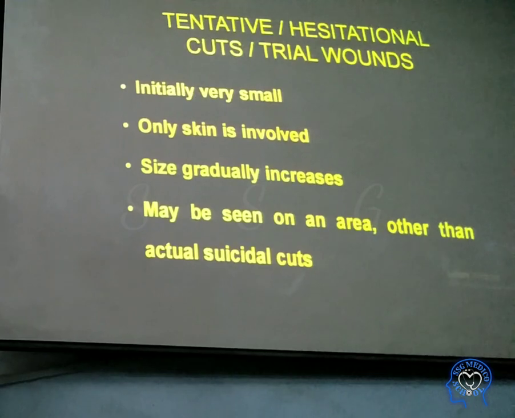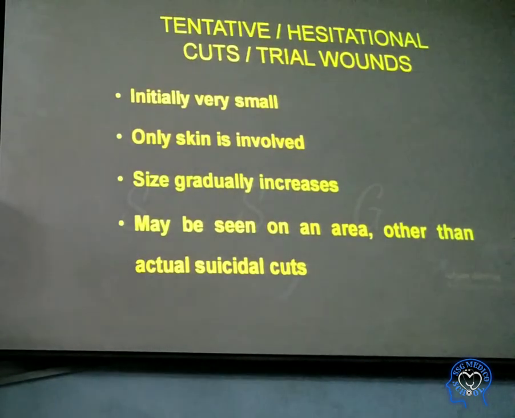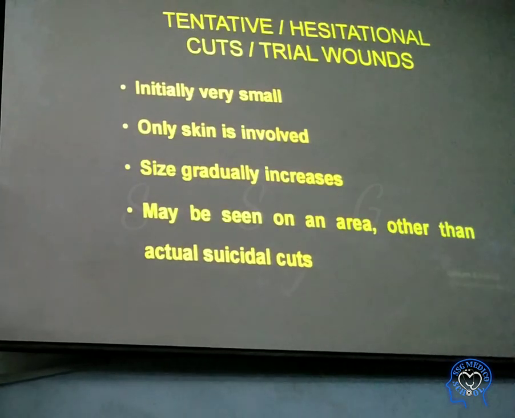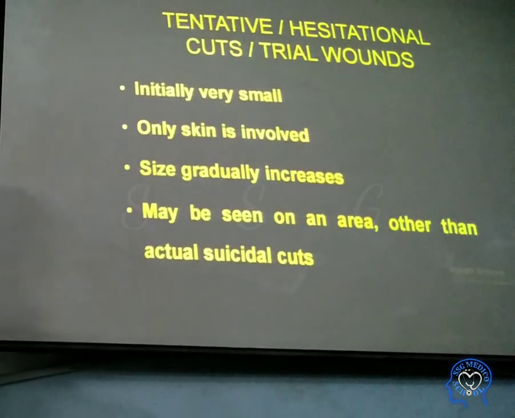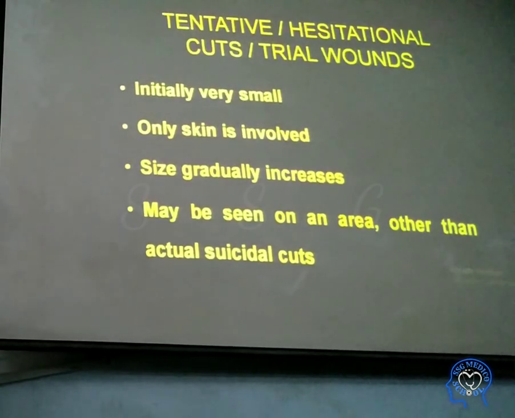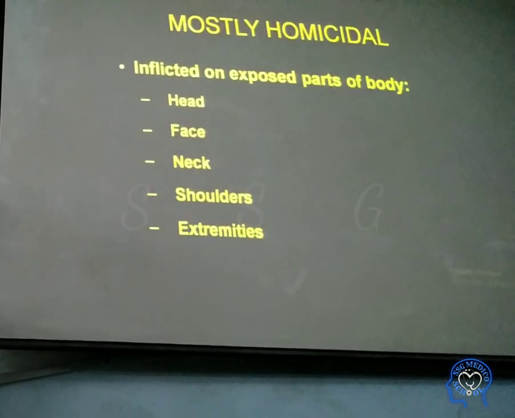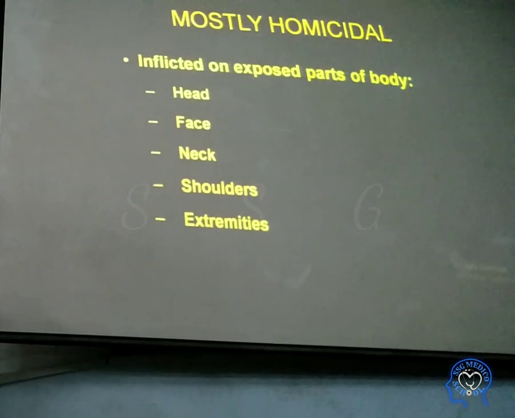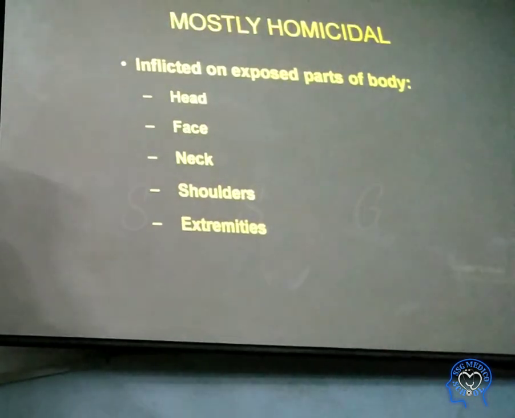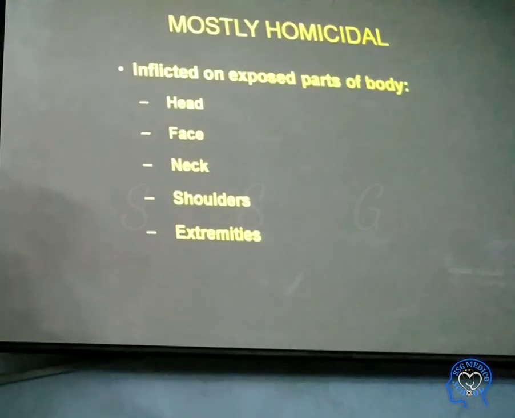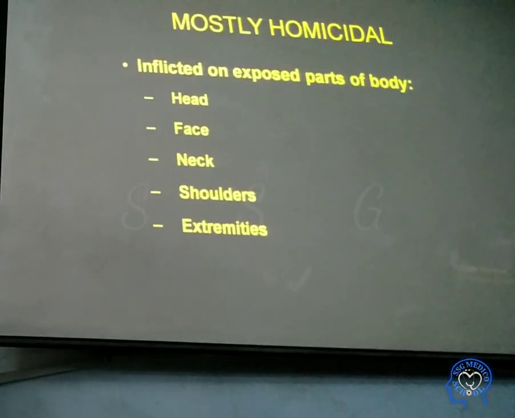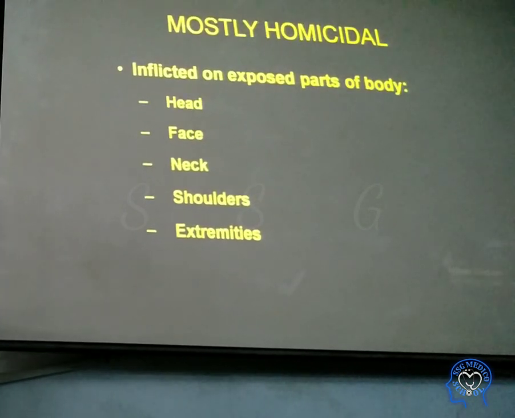These are small, only skin is involved. May be seen on areas other than the actual suicidal cut. Next. Homicidal wounds you will find on vital organs like head, face, leg, shoulder, extremities.